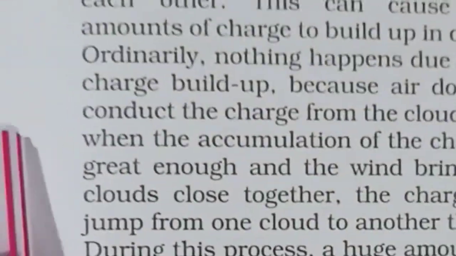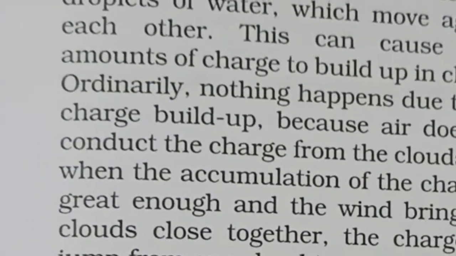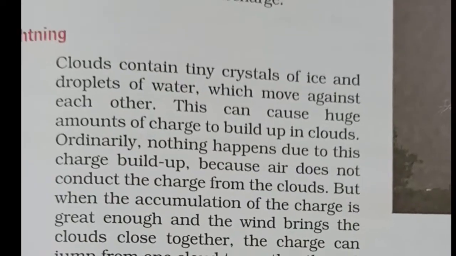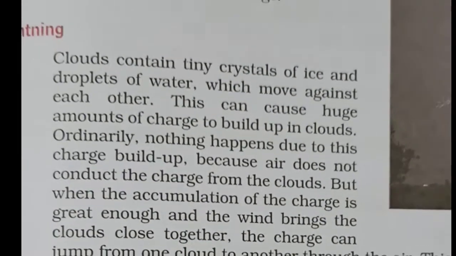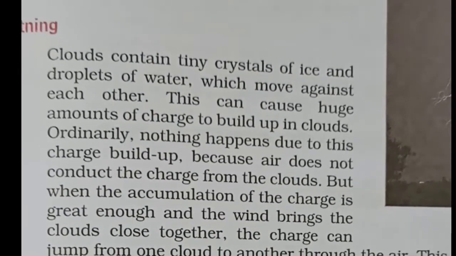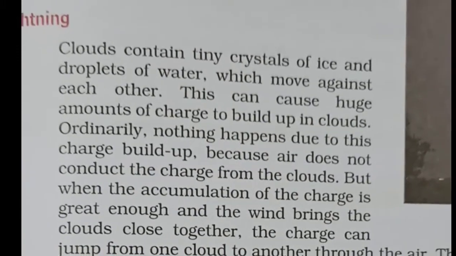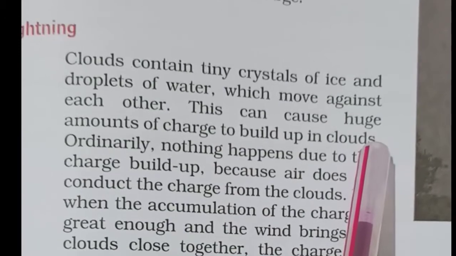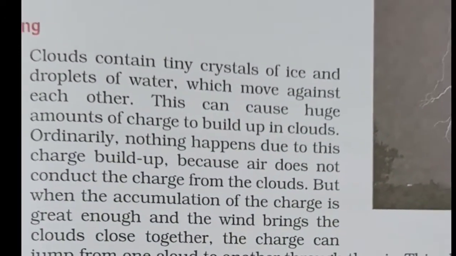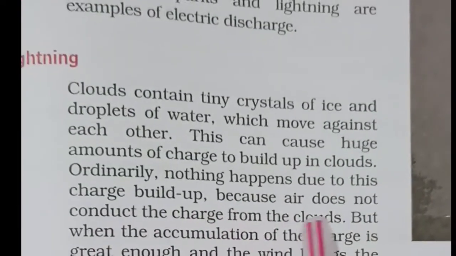Next we have lightning. How does lightning take place in the sky? Clouds contain tiny crystals of ice and droplets of water which move against each other. When you rub both your palms together, what do you observe? You feel that your palms have warmed up. So when the clouds rub against one another, what happens? Huge amounts of charge are built up in the clouds. But nothing happens due to this charge build up because air does not conduct the charge from the clouds.